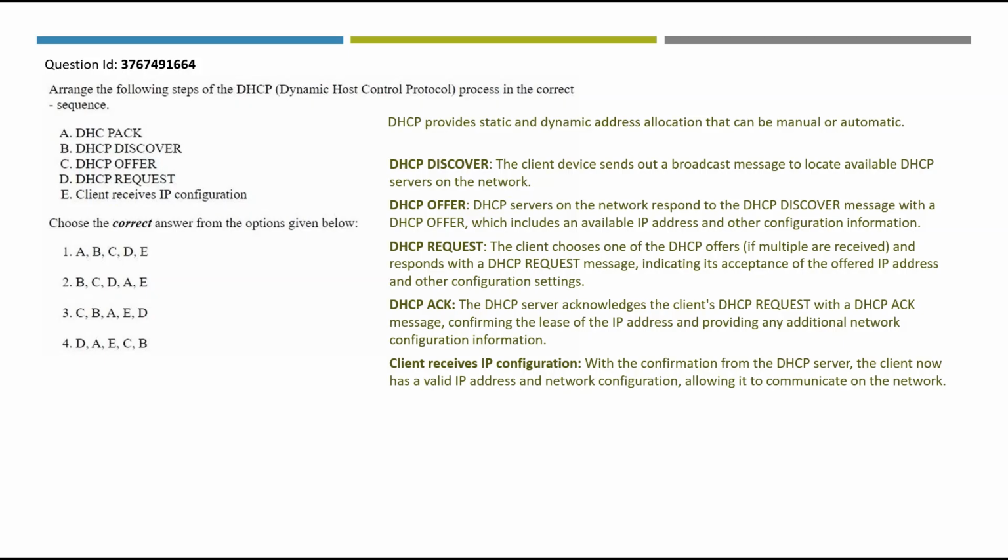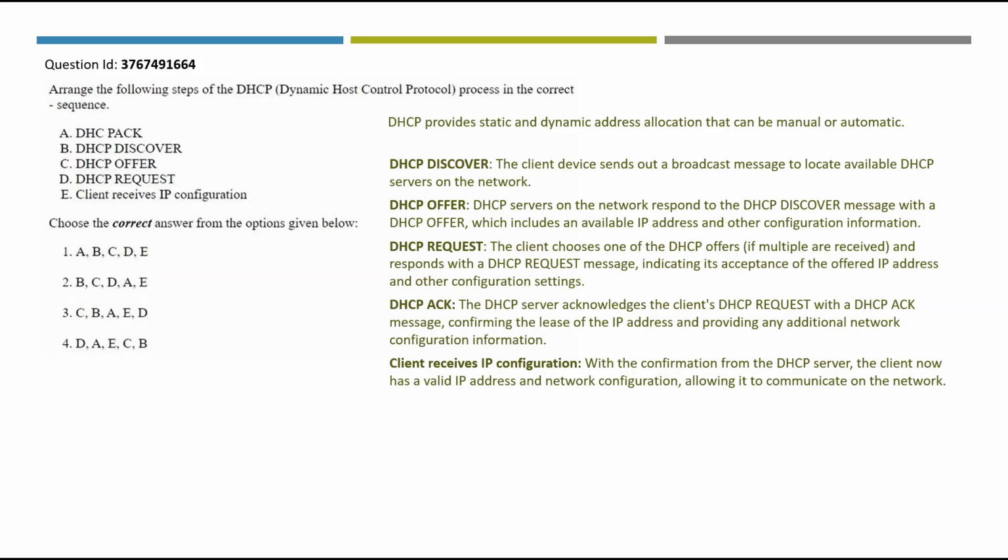The next step is DHCP Request. The client chooses one of the DHCP offers if multiple are received and responds with the DHCP Request message indicating its acceptance of the offered IP address and other configuration settings. DHCP Acknowledgement, ACK. The DHCP server acknowledges the client's DHCP request with the DHCP ACK message confirming the lease of the IP address and providing any additional network configuration information.